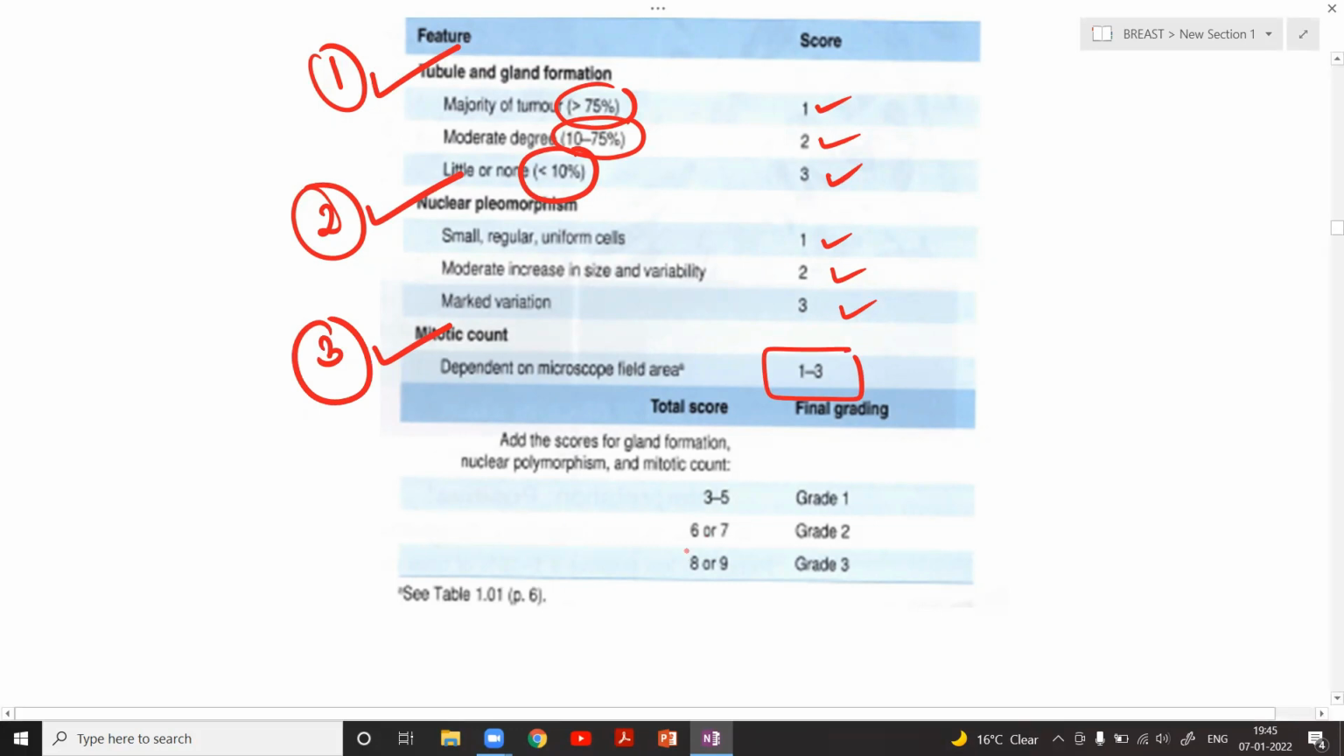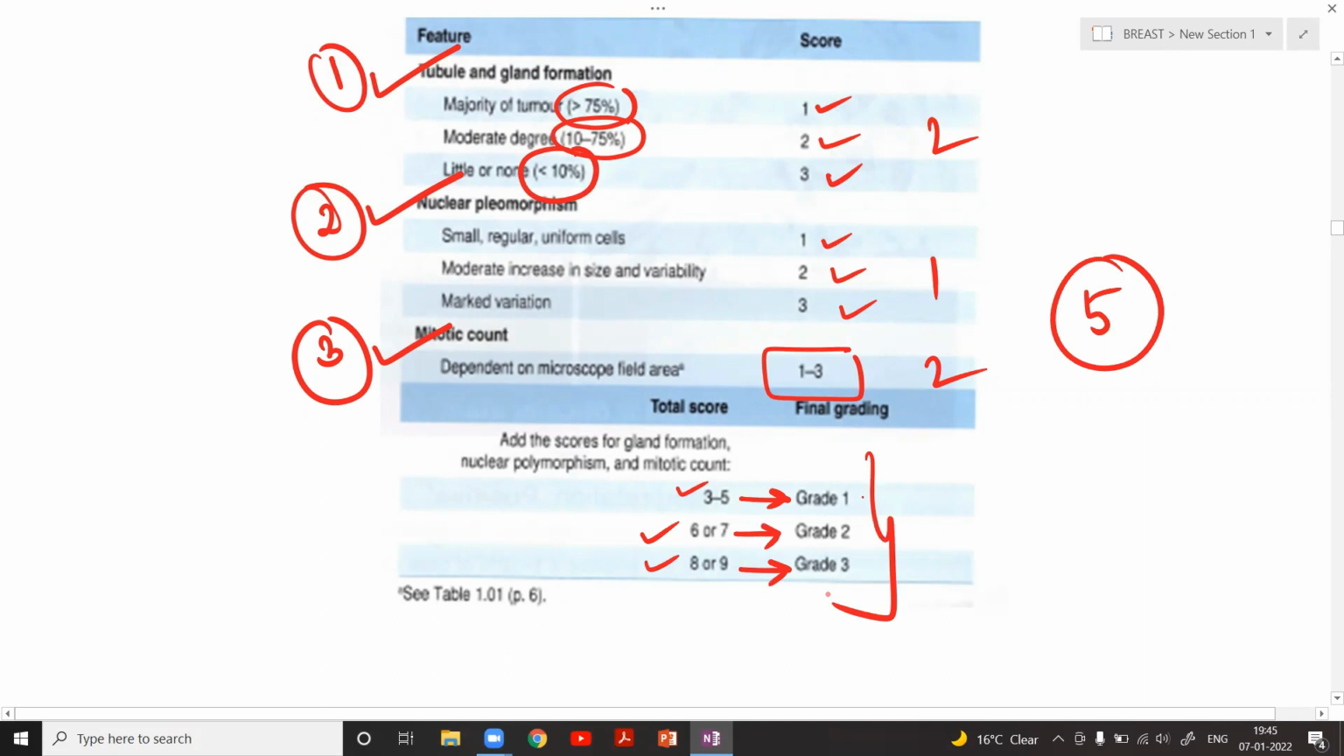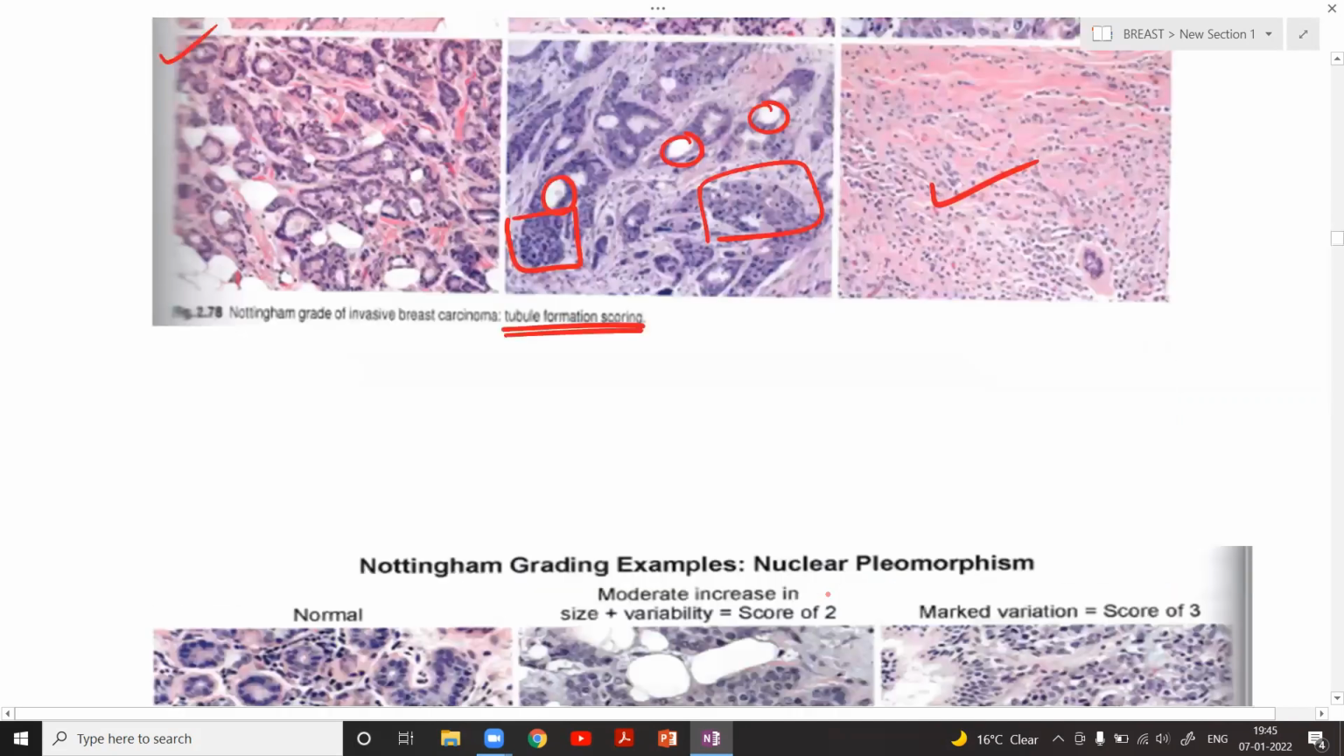Okay. And after that, when you do the addition, like over here, you got score 2. Over here, you got score 1. Or over here, you got score 2 again. So total score is 5. In that case, the grade will be grade 1. So if the total score is 3 to 5, it points towards grade 1. If the total score is 6 or 7, it is grade 2, and 8 or 9 is grade 3. So you will be asked what is the grading and how you grade. Okay, so I hope this is very simple and very clear to everyone how the grading is done.